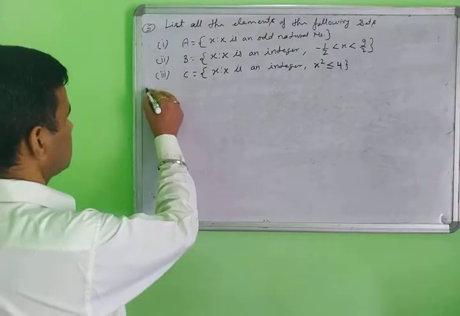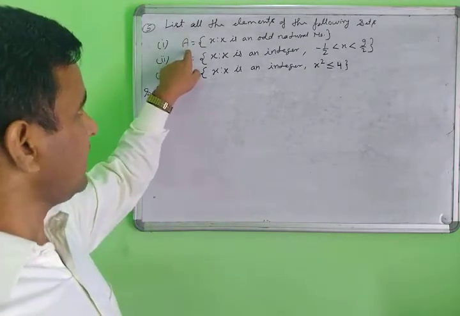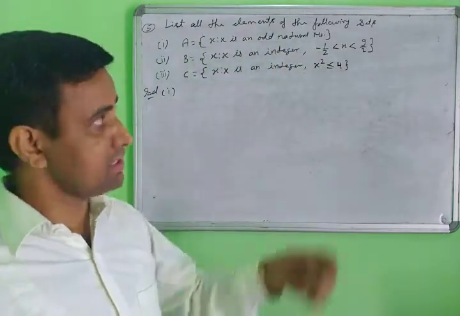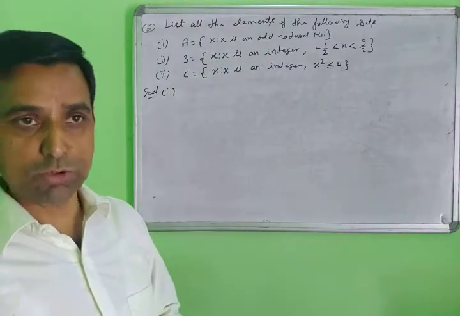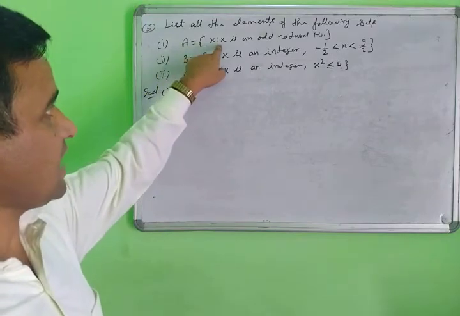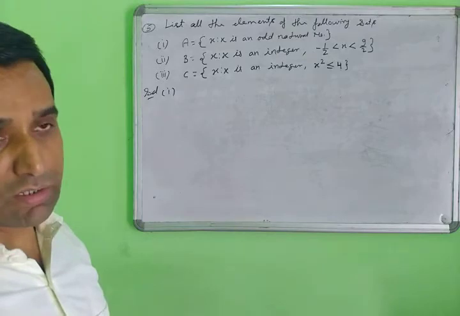Now the solution, first part. You write A equal to x such that x is an odd natural number. This is given in the set builder form. You write the answer in the roster form. This is very easy. So here the set is x such that x is an odd natural number. You know the odd natural numbers: 1, 3, 5, 7.